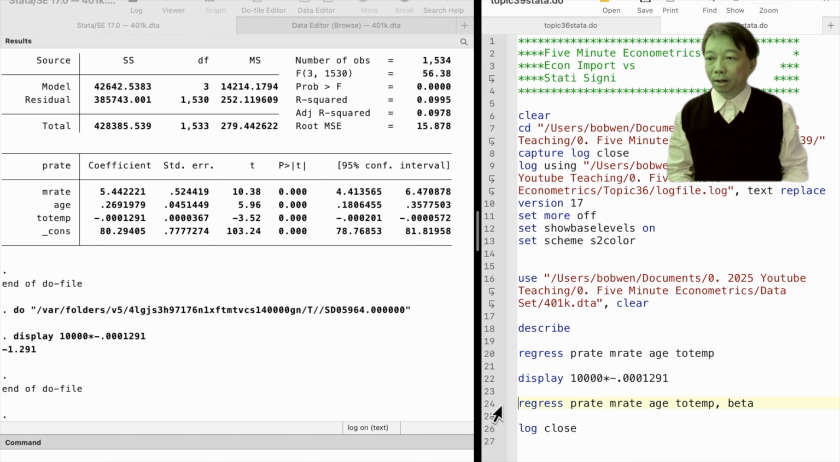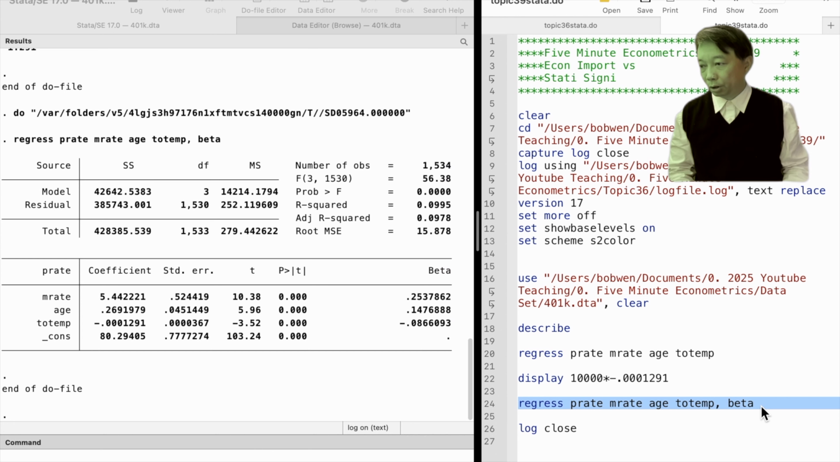Stata provides an option to find the relative change of the outcome variable to the change of the explanatory variable. We can add the option beta to the regress command. All variables, including the outcome variable and all explanatory variables, are divided by their standard deviations, so that the standardized variables have a standard deviation of 1.